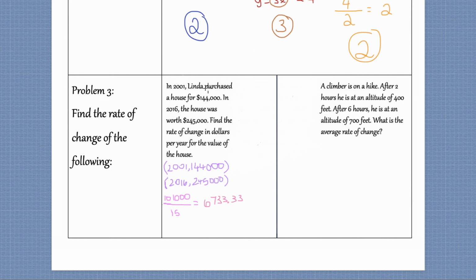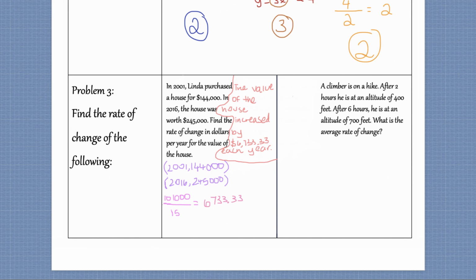So to find the final rate of change, how we're going to write it is that we're going to say that each year the value of the house increased by $6,733.33. So this right here is going to be our final answer as the rate of change. That the value of the house increased by $6,733.33 each year. Now that we've got this, let's move on to the next problem.